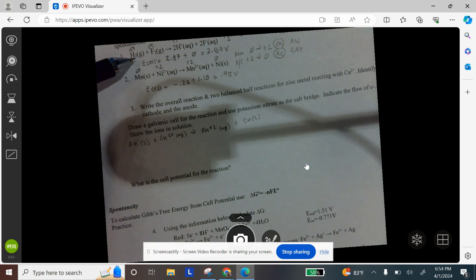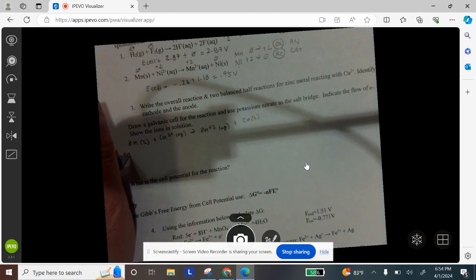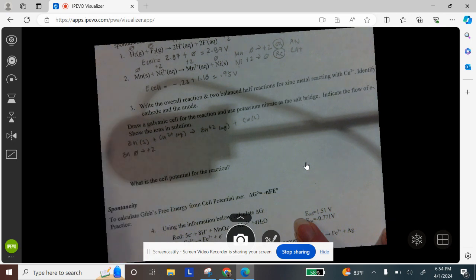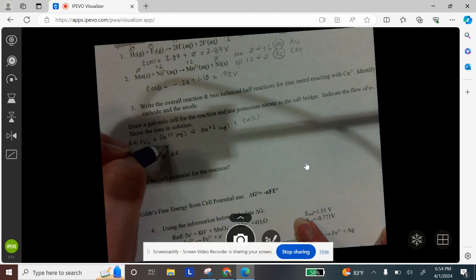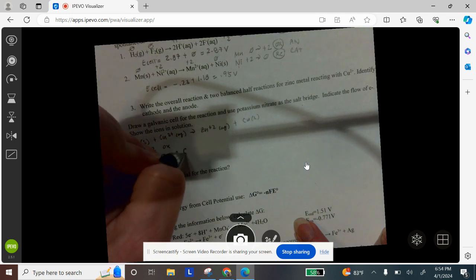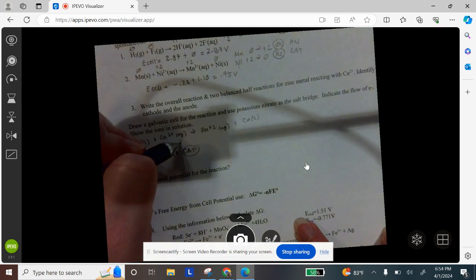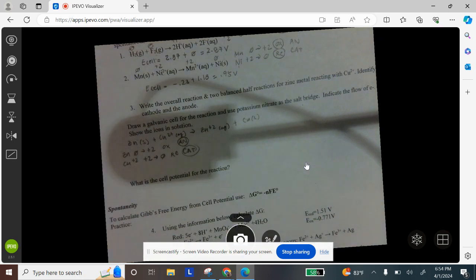So now let's label who's oxidized and who's reduced, and who's the anode and who's the cathode. Zinc goes from 0 to +2, and copper +2 goes from +2 to 0. So copper is reduced, and zinc is oxidized. And so the cathode is the copper, red cat, and the anode is the zinc. All right, so we're going to set that up like that.